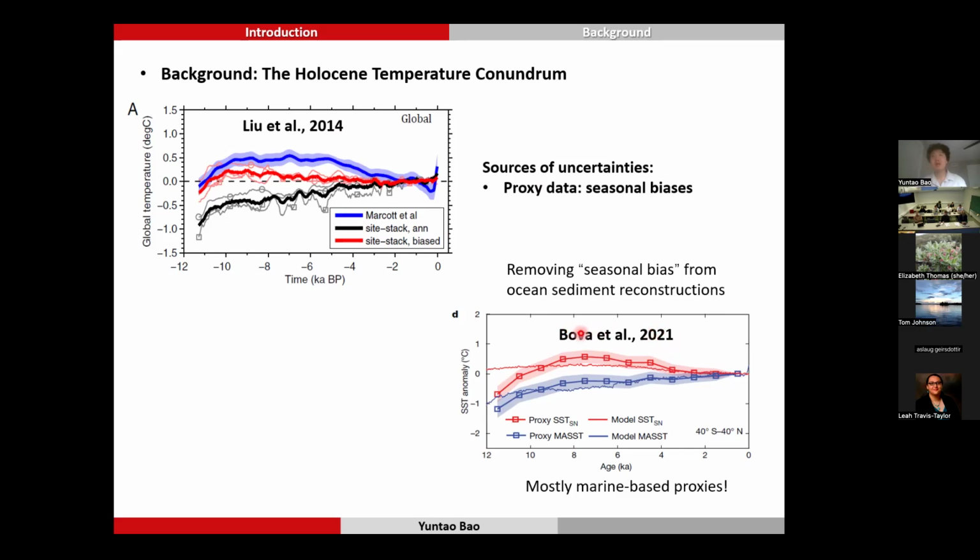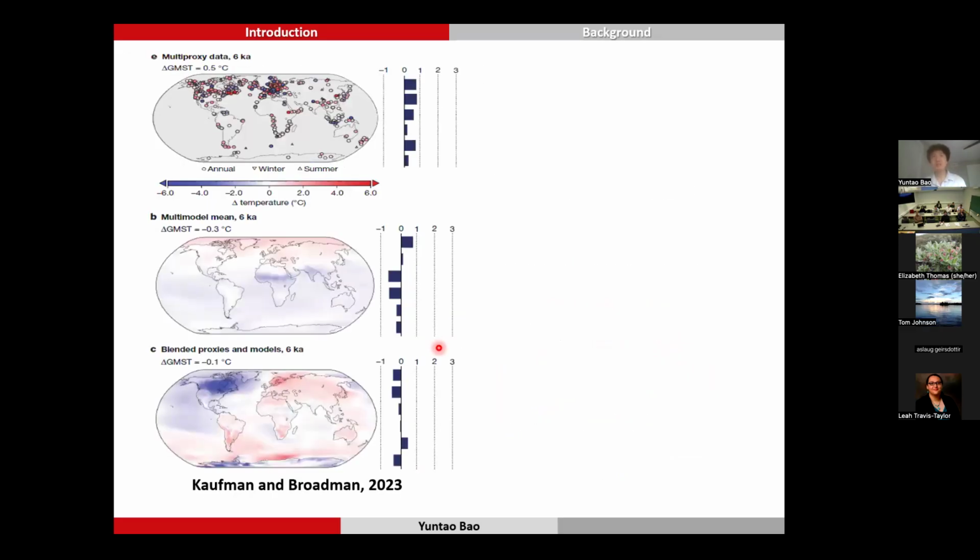In 2021, in Bova's work, they tried to remove the seasonal bias from the ocean sediments, and after the signal bias is removed, they do see a gradual increase in temperatures over the global oceans. But the thing is that they are mostly based on marine proxies. Most of the other proxies are over land, right? And most of these land proxies still show a mid-Holocene thermal maximum.